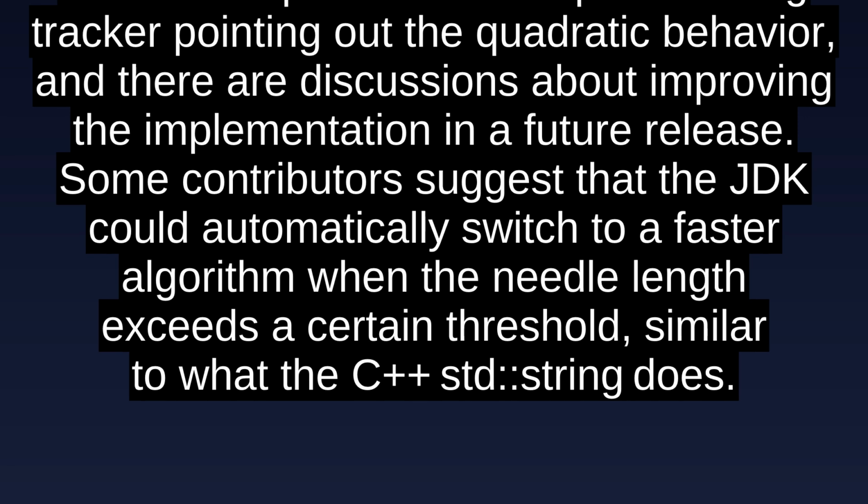The Java community has taken note. An issue was opened on the OpenJDK bug tracker pointing out the quadratic behavior, and there are discussions about improving the implementation in a future release. Some contributors suggest that the JDK could automatically switch to a faster algorithm when the needle length exceeds a certain threshold, similar to what the C++ std string does.